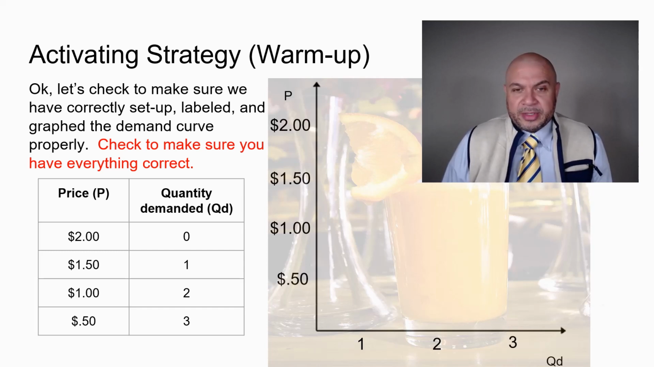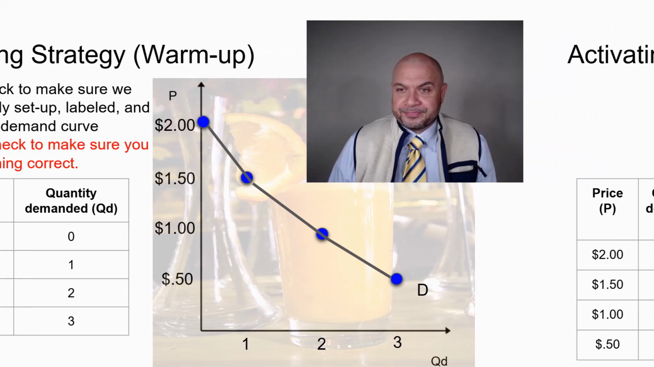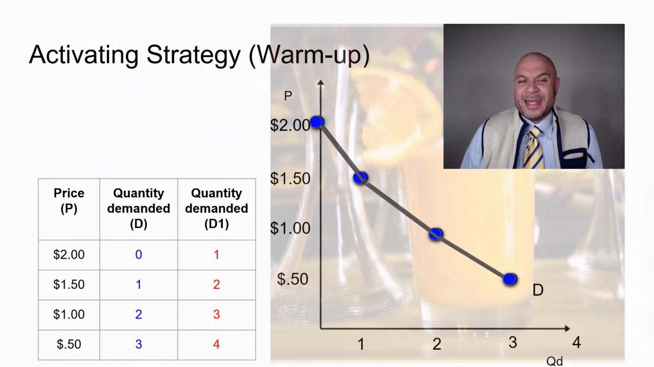Now, all we have to do now is correctly plot our points. So when the price is $2, quantity demanded is 0. When the price is $1.50, the quantity demanded is 1. When the price is $1, the quantity demanded is 2. And when the price is 50 cents, quantity demanded is 3. So all that's left to do is to connect the dots, and don't forget to label your graph. After you graph your demand curve, you have to label your demand curve with a capital D, right? Demand always slopes down.